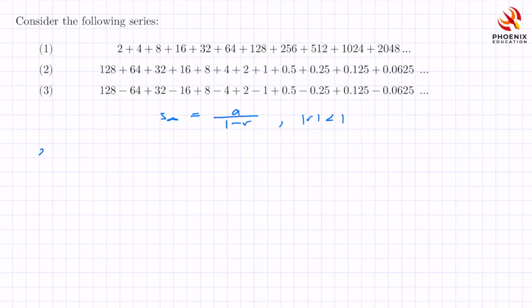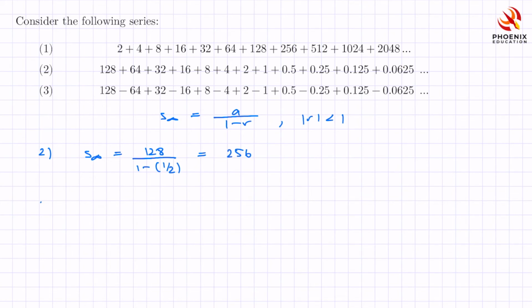For the first series, S infinity is equal to A, which is 128, divided by 1 minus R, which is half, and this gives us 256. So that means if we added an infinite number of terms in this series, they would still just add up to 256. And I think that's super fascinating, but not unexpected.